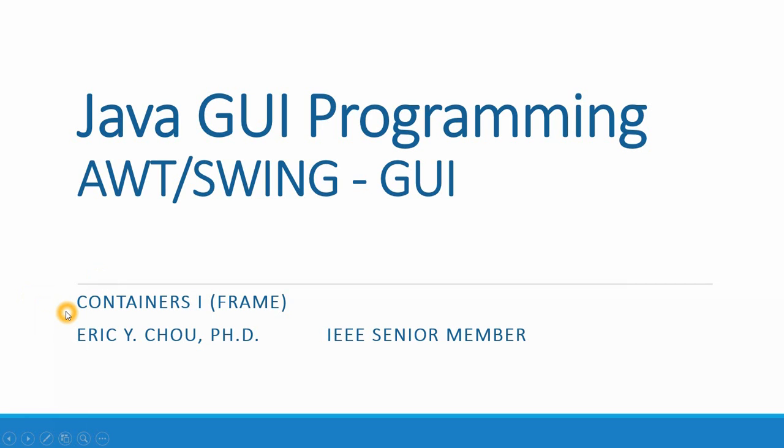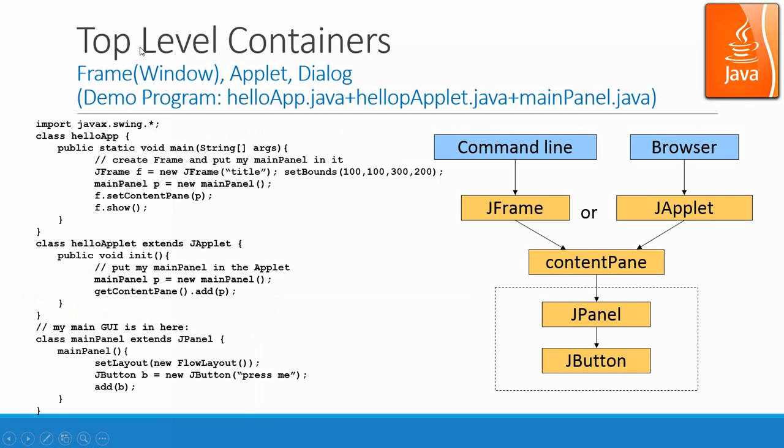In this lecture, I'm going to talk about top-level containers, frame and applets. In the Swing environment, we have frame, applet, dialog, and window for the top-level containers. And right here, we have a demo program: HelloApp.java, HelloApplet.java, and MainPanel.java.